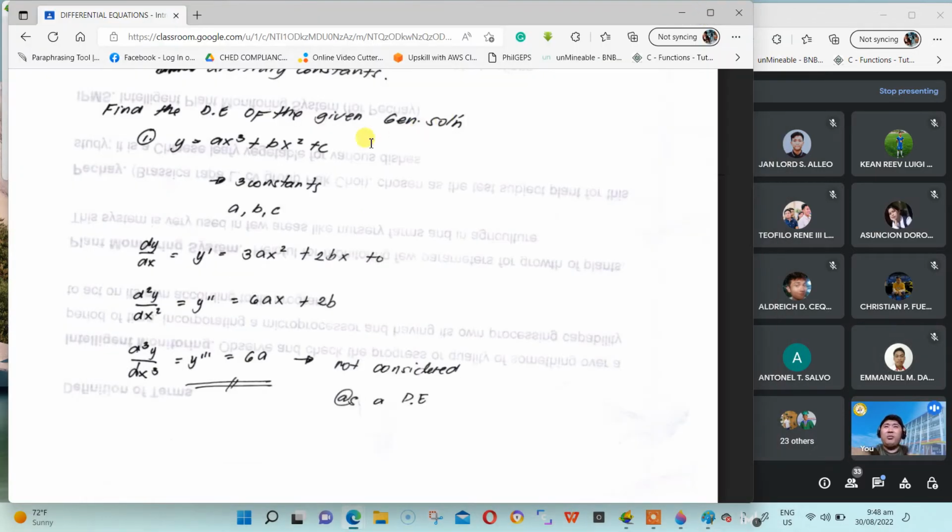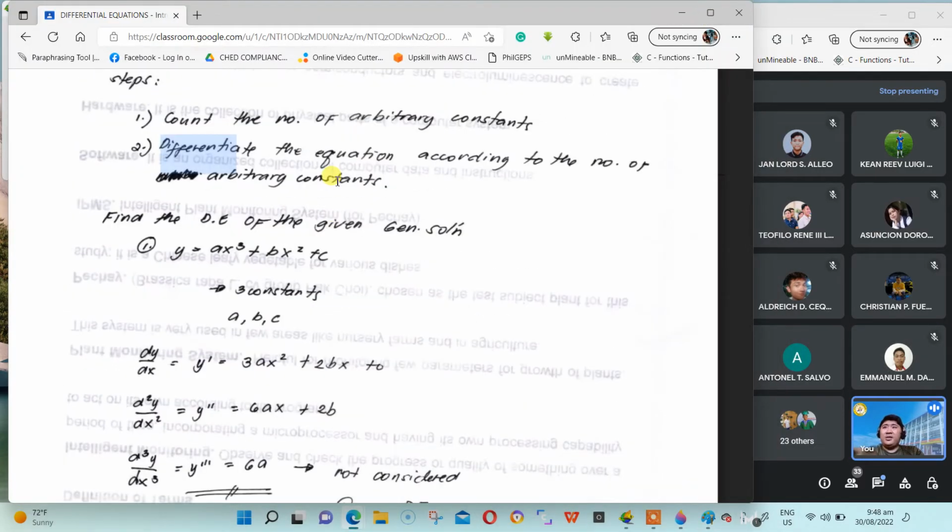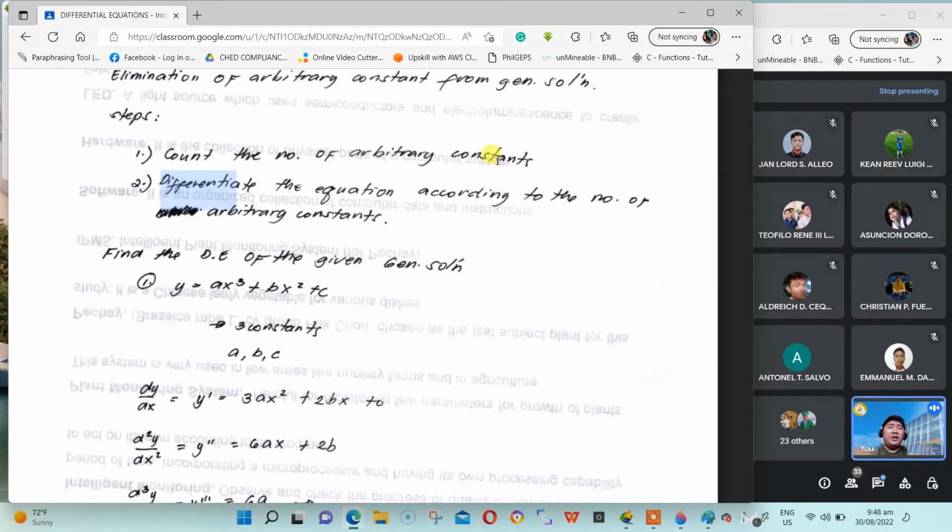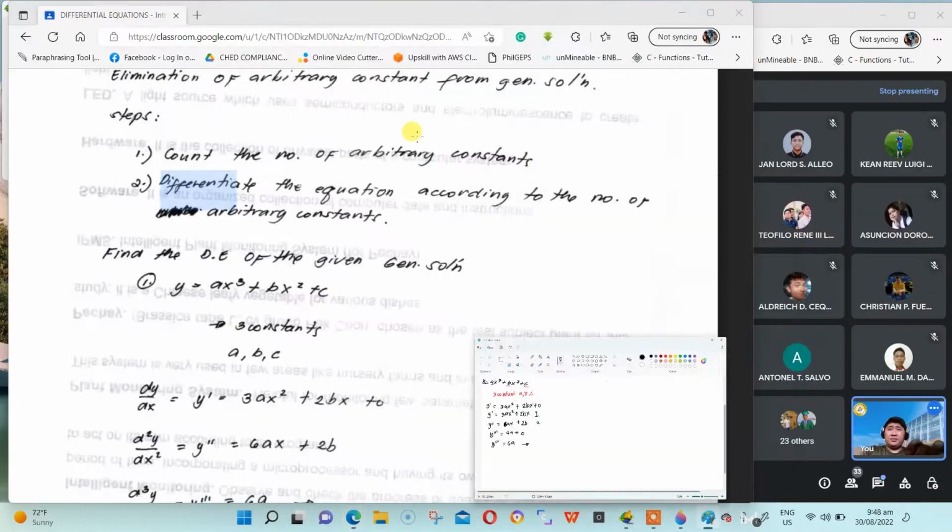The rule is, in order to find the differential equation, we need to count how many arbitrary constants. We do that one. It's three, right? A, B, and C. Then after that, we differentiate it three times, as many times as the number of constants. We've already done that.